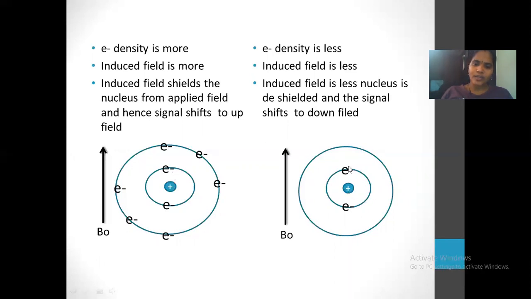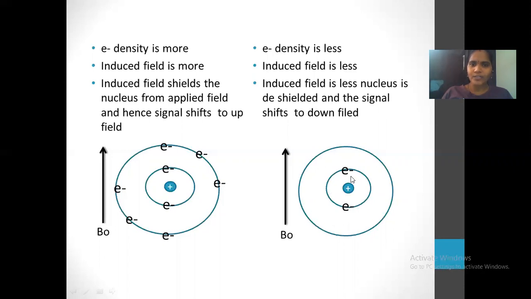Deshielding means the electron density is less here. Obviously, the induced field is also less, so the nucleus cannot be shielded as much as in this case. So this is considered deshielding.